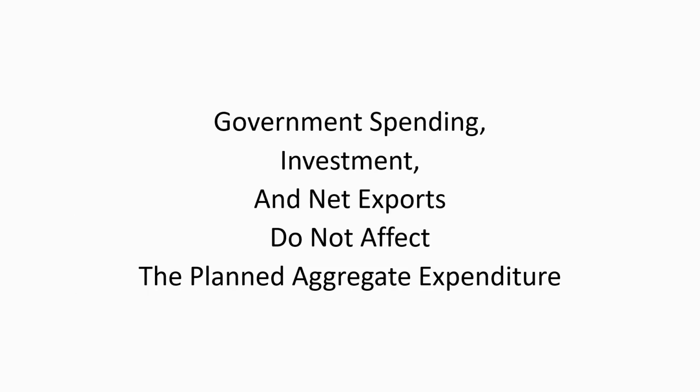There are three parts of GDP that are not used to calculate the planned aggregate expenditure curve, and those three parts are government spending, investments, and net exports.